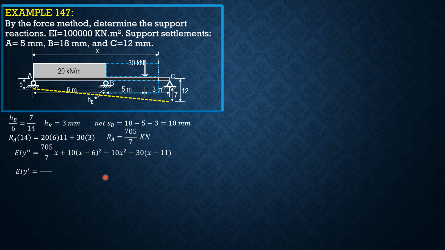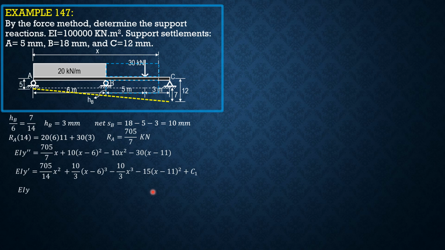EI y prime is 705 over 14 x squared plus 10 thirds quantity x minus 6 cubed minus 10 thirds x cubed minus 15 times x minus 11 squared plus c sub 1. There is c sub 1, there is slope at A, but there is no settlement because this is now a reference. And imagine that this yellow dashed line is horizontal. So there's also no settlement at C because this is now the final position of C, and this is our reference axis.